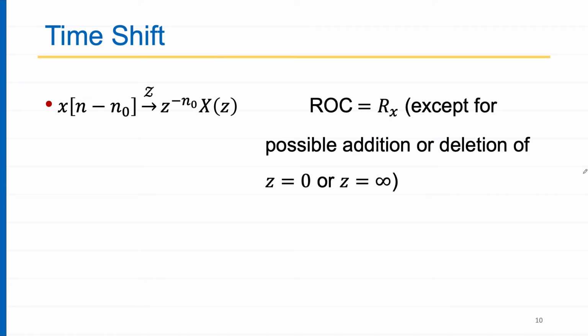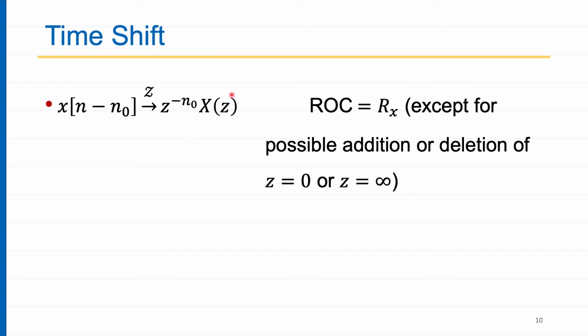Now let's look at some other properties of Z-transforms. One such property is time shift. Basically, there is a time shift in the x domain. Then how will the Z-transform change? The Z-transform will be simply z to the power minus n0 times X(z). Compare this with the normal DTFT and you will see that it is the same result you observed in DTFT, e to the power minus j omega n0. And what is the ROC? The ROC will be the same as the ROC of X, except for possible additions or deletions of z equal to 0 or z equal to infinity.